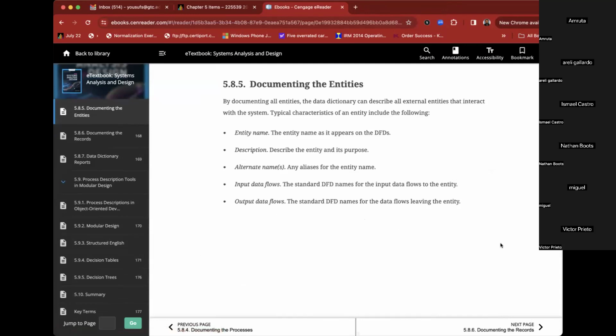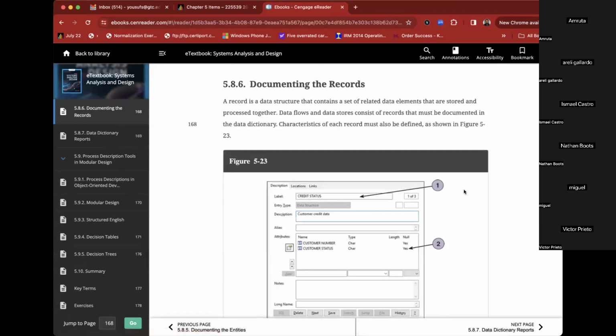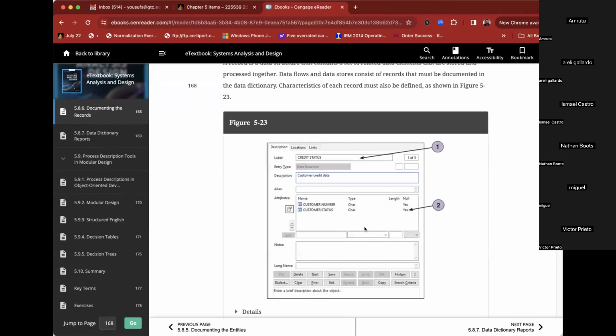Then you need to start documenting your entities. These will eventually become your tables or may eventually become your classes. So these are your entities or your physical files. Doesn't matter, whatever it is, an entity needs to have a name. An entity needs to have a description. An entity needs to have the fields that describe the entity. For a table, these will be the fields. For a class, these will be the instance attributes.